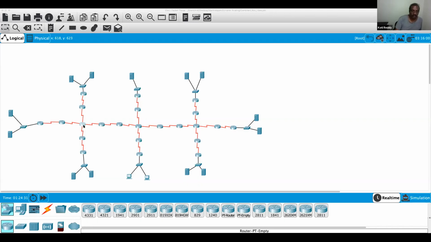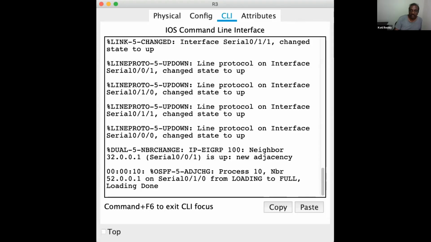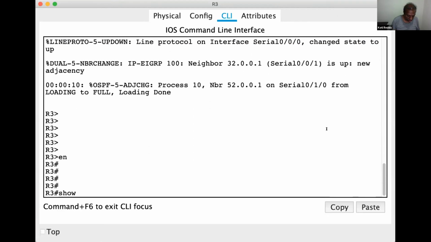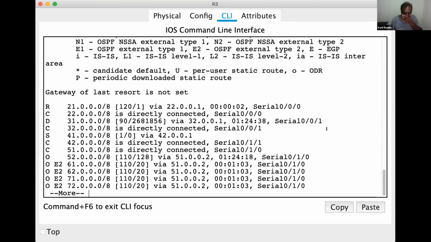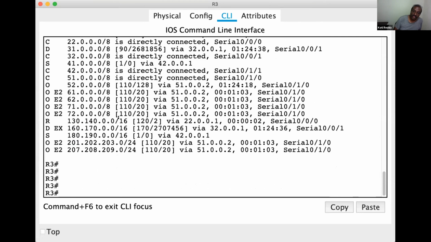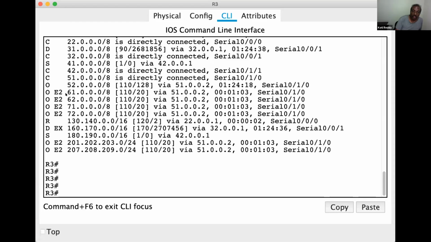Let's go to R3. I go to R3 router. And on R3 I say enable. I give the command show ip route. What do I see? I see here 60 series routes as well as 70 series routes, right? I see this. Now my question is, but these are listed as what? These are all listed as OSPF routes, right? 60 and 70, what? OSPF routes.